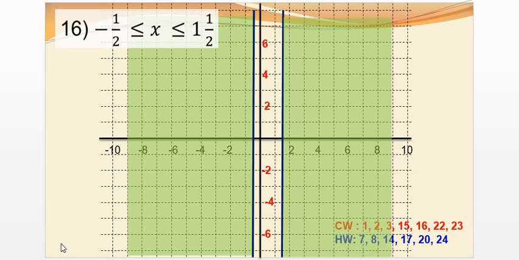So here is the answer for question number 16. Now look at this. It's x is less than or equal to 1.5. Okay, where is 1.5? Here we have 1, so 1.5 will be between 1 and 2. So this point is giving you x = 1.5. And then on the other side we have x is greater than or equal to -1/2. So we have two inequalities. The first inequality is x is less than or equal to 1.5. And the other inequality is x is greater than or equal to -1/2.